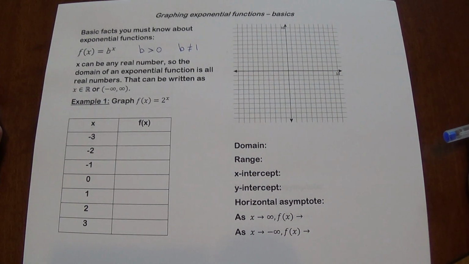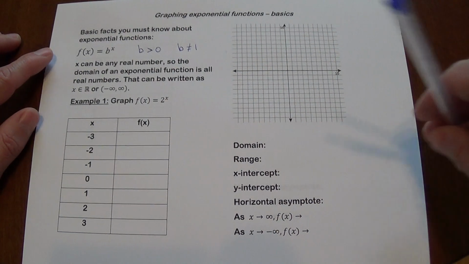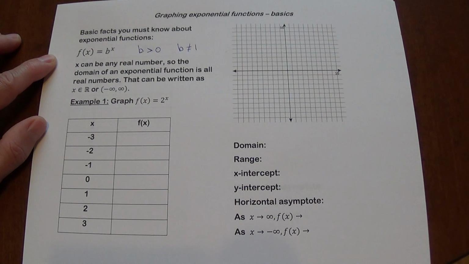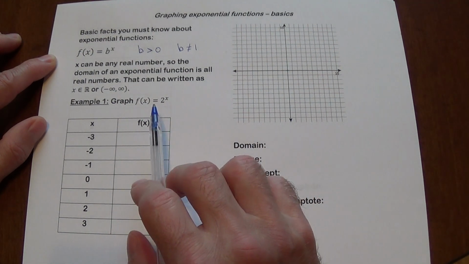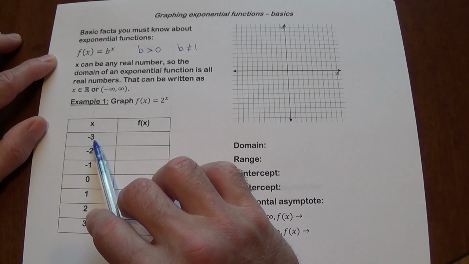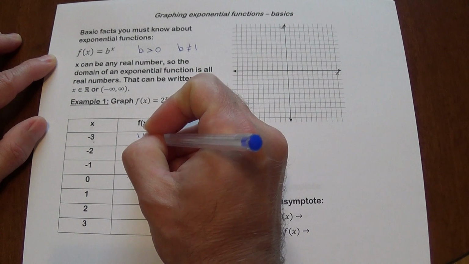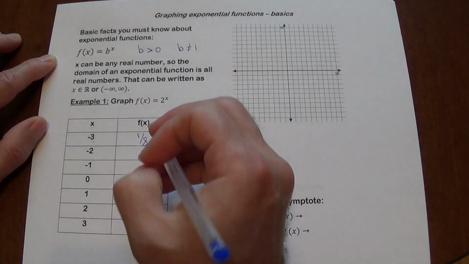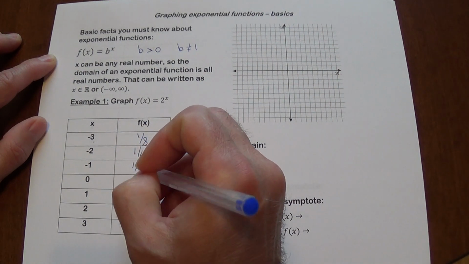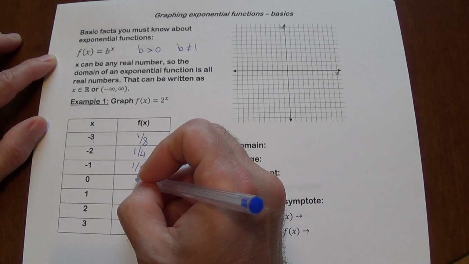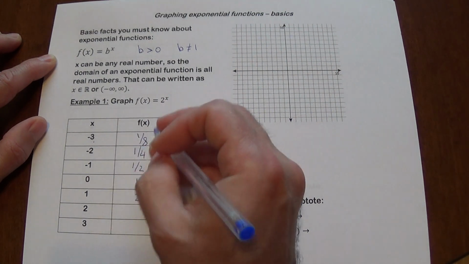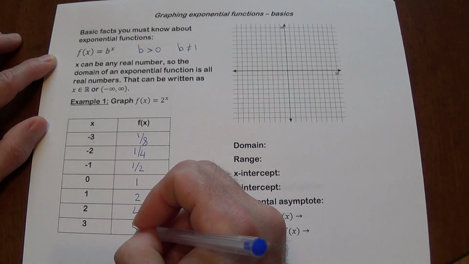We're going to take a look at graphing f of x equals 2 to the x. So we're going to use a table of values and pick these x values to work with. We take these exponents and put them there. When you raise 2 to the power negative 3, that's going to give you 1/8. Negative 2 gives you 1/4. Negative 1 will give you 1/2. 0, anything to the power 0 is 1, so you're going to get 1 here. 2 to the power 1 is 2, 2 to the second power is 4, and 2 to the third power is 8.